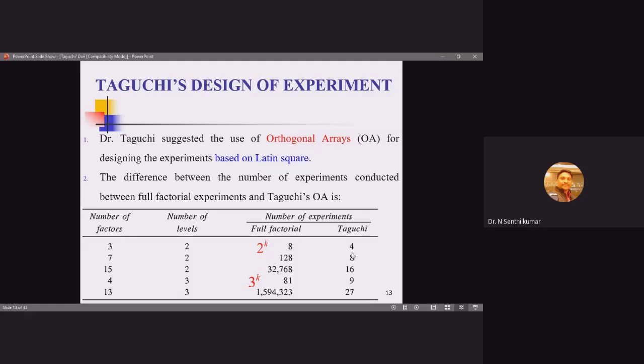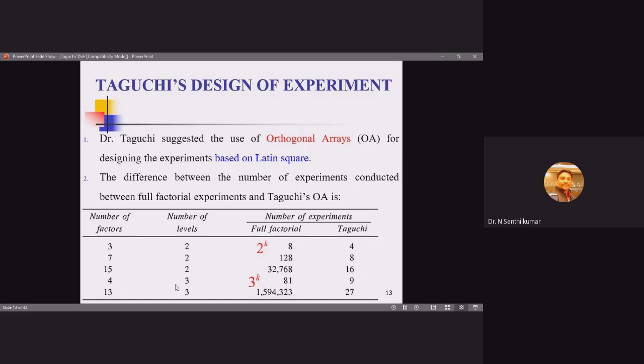Now, in the first slide, we have seen a word. Western statisticians oppose the concepts of Taguchi. It is because of this only. With this reduced number of experiments, they are not accepting that the possible outcomes can be quantified. So that is one of the drawbacks of Taguchi. So 15 parameters varied by 2 levels gives 32,768, that is 2 into 2 into 2 up to 15 terms. But in this case, it is only 16.